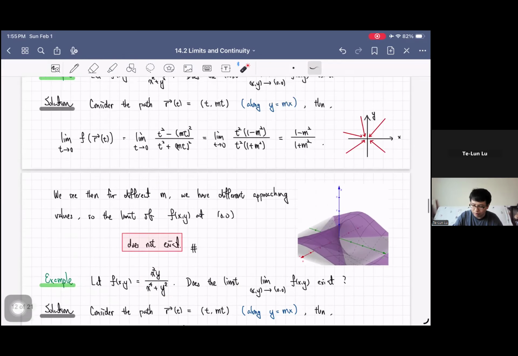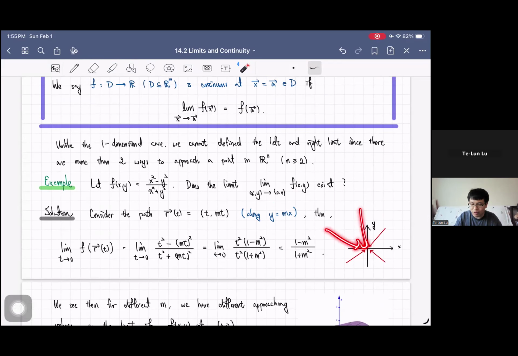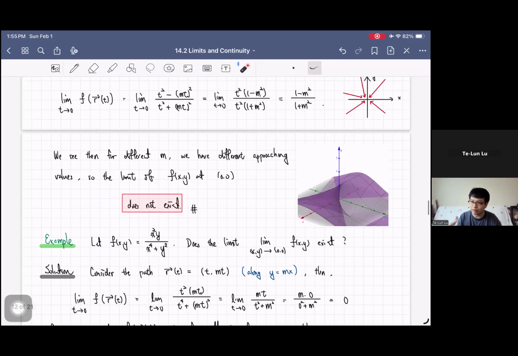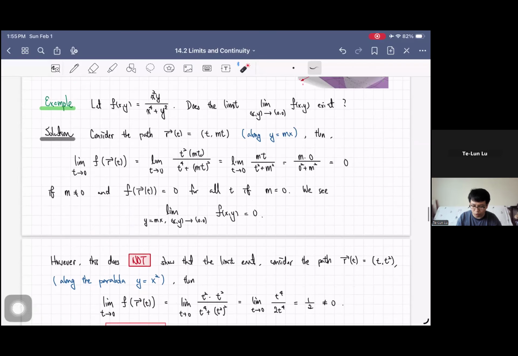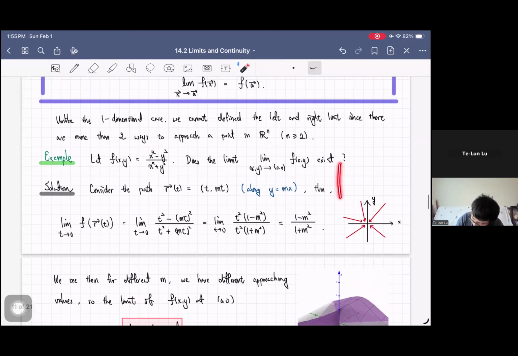As I mentioned above, we can go like this, but we can also go in a curved way like this, and a different direction might give you a different limit or even no limit. So in this case, I choose a quadratic curve, following the path y equals x squared. So we're going through the origin like this, like that, and like that.